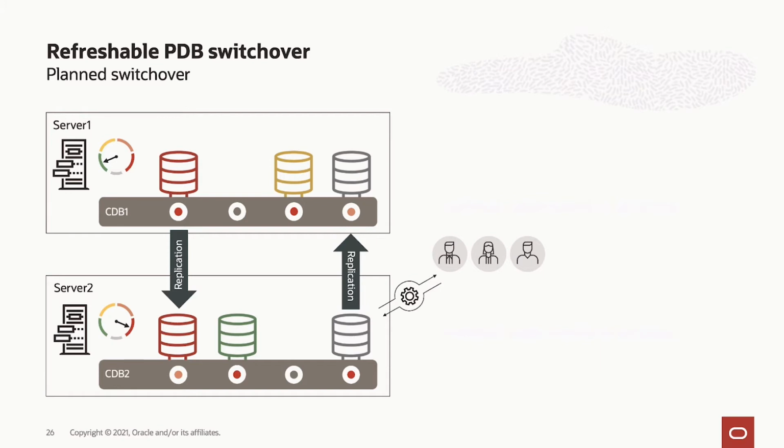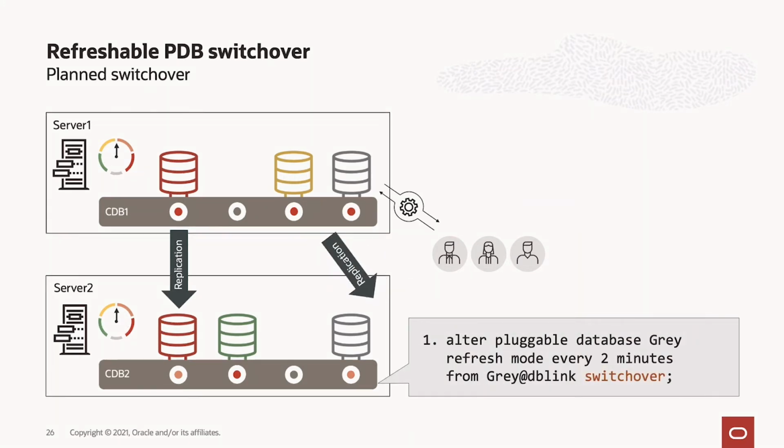Connect to the current primary. You may find it helpful to think in terms of connecting to the future replica, and issue this statement: alter pluggable database gray refresh mode every 2 minutes from gray at dblink switchover. The syntax to set up the refreshable clone is familiar, and here I introduce the new keyword switchover. User connections will now be to the new primary, now in CDB1.